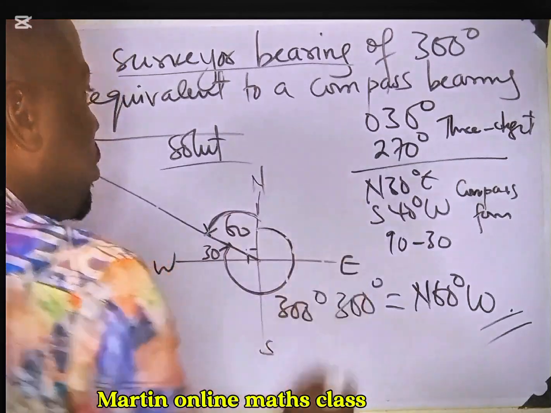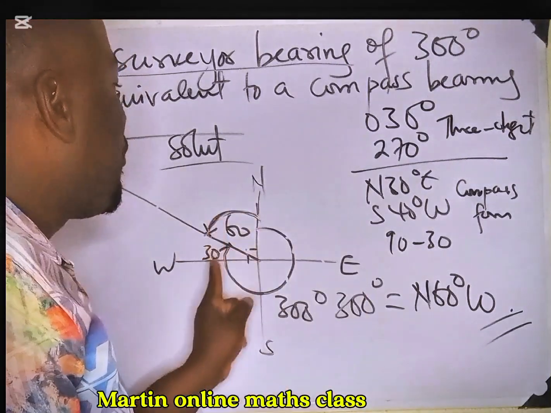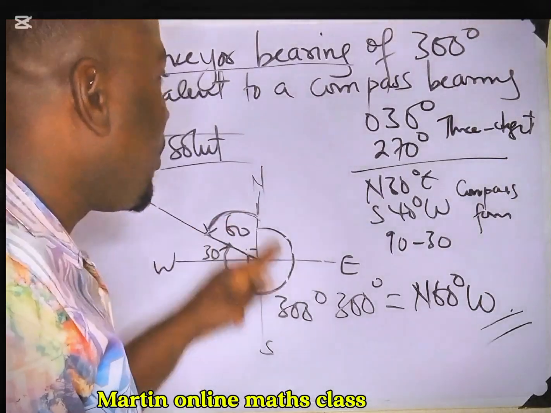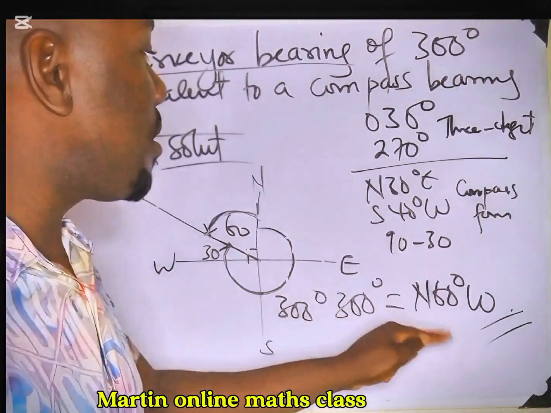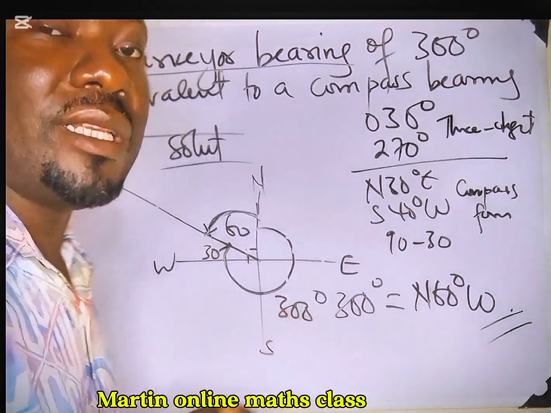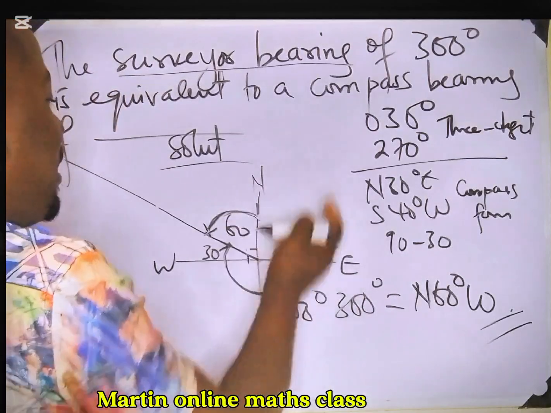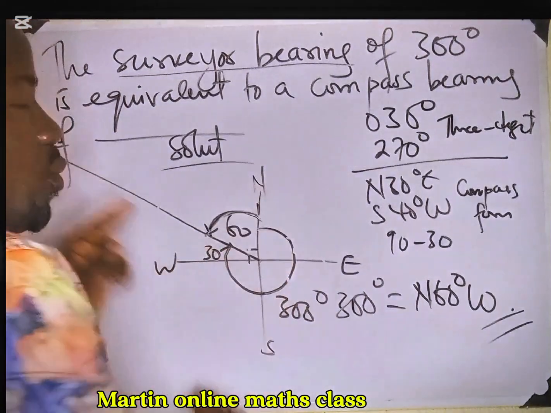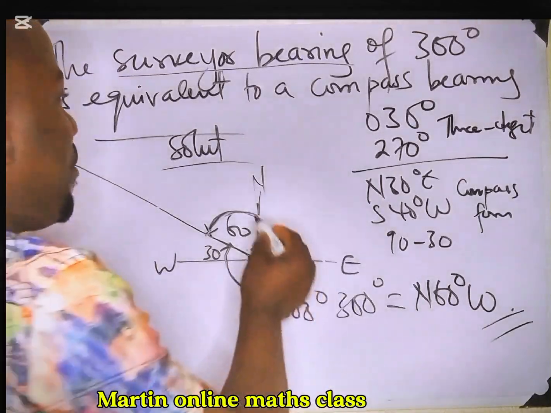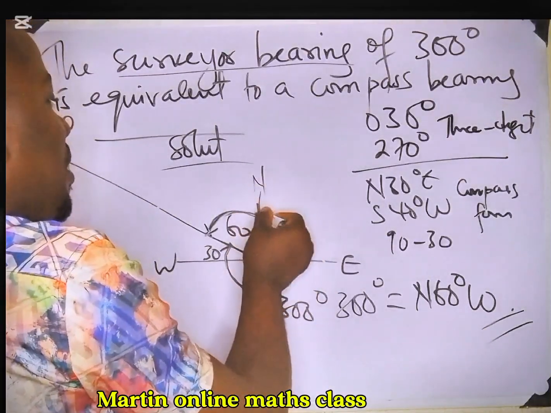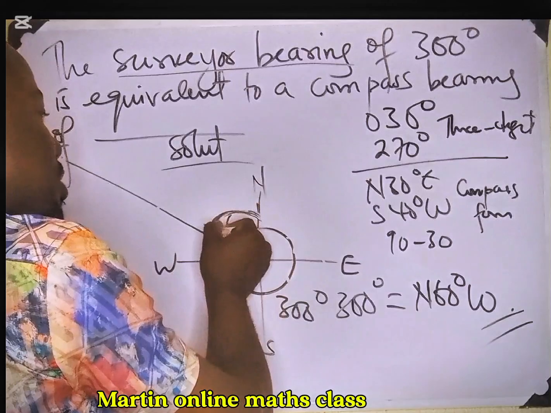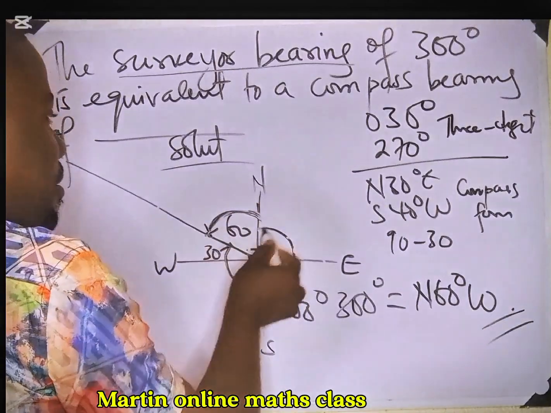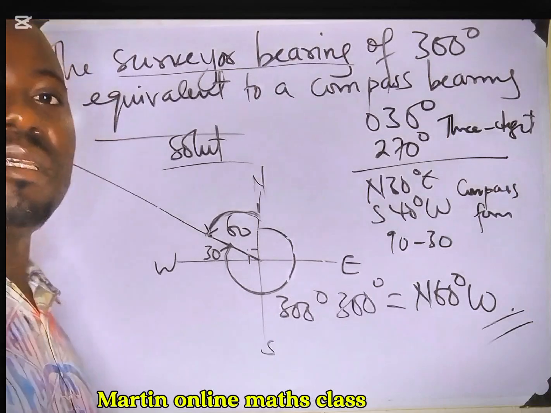If the line joining the observer and the place is in the northeast direction, it will be north 60 degrees east. But you can see that the line joining the observer and the place is in the northwest side, and the bearing in compass form will move from the north to the line joining the observer and the place, which is this line. That's why we have it as north 60 degrees west.